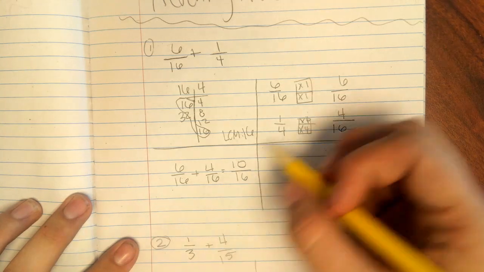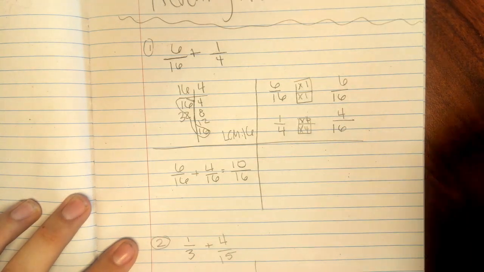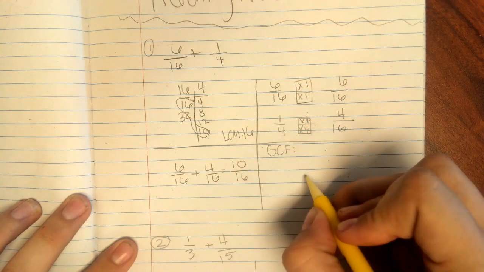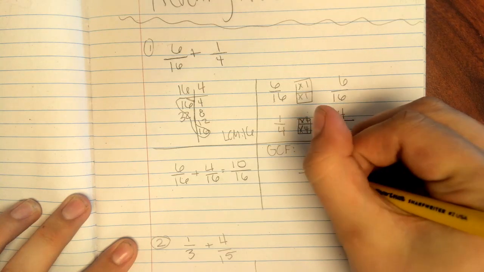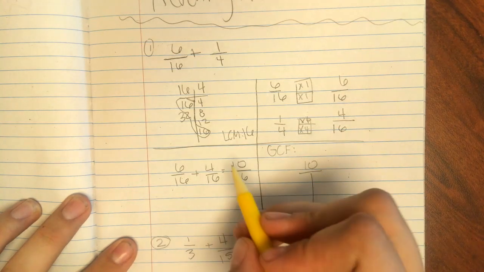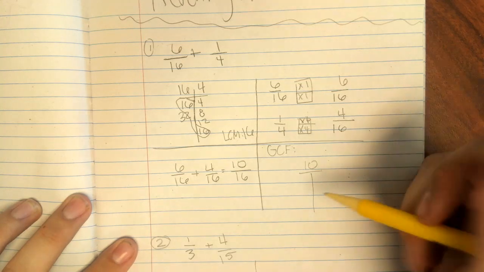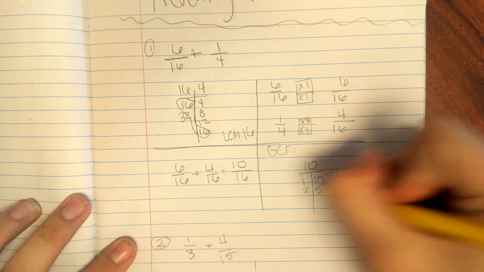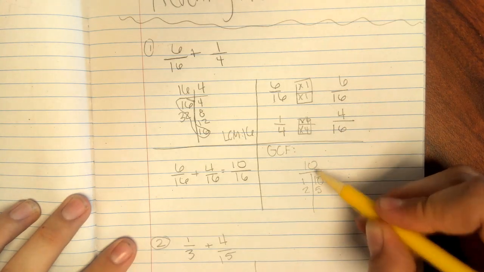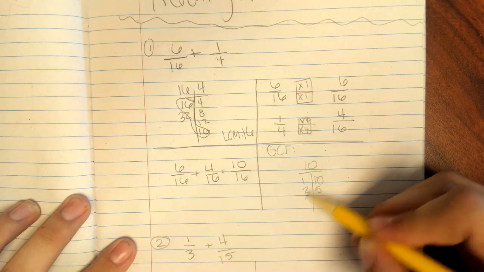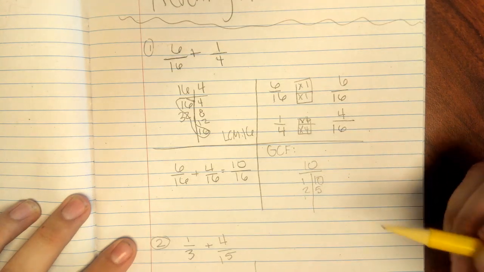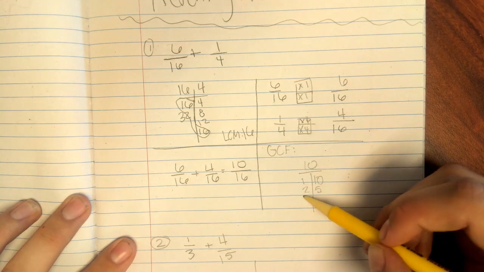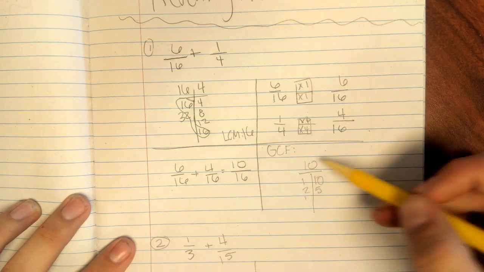But now I need to take it and I need to simplify. Because this is not an improper fraction, I need to find my greatest common factor. I take my numerator. I figure out all the ways I can make 10 using factors. So 1 times 10, 2 times 5, 3 does not work because 3 times 3 is 9, and 3 times 4 is 12, so that's not going to work. 4 times 2 is 8, and 4 times 3 is 12, so that's also not going to work. And now I'm back to 5, so I know I'm done factoring.